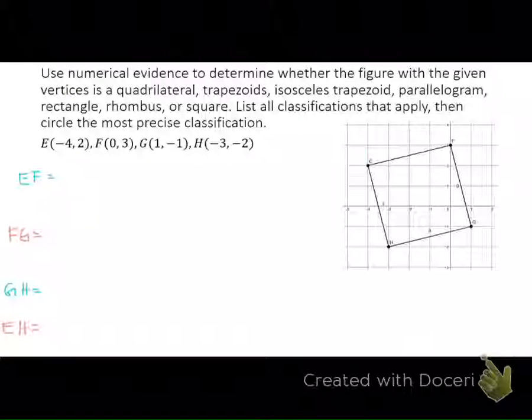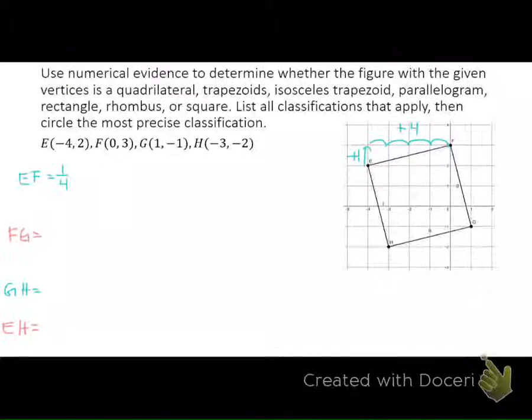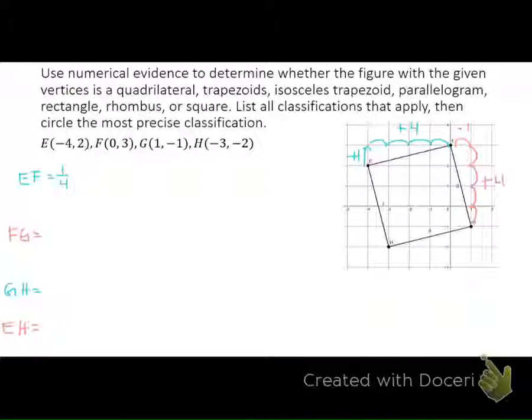So EF is up 1, right 1, 2, 3, 4. So that has a slope of positive 1/4. So I'm just going to count it this time to show you guys that one. What? That's not what I got when I did EF. 3 minus 2. Oh. FG is up 1, 2, 3, 4, left 1. So that's 4 over negative 1, which is negative 4.